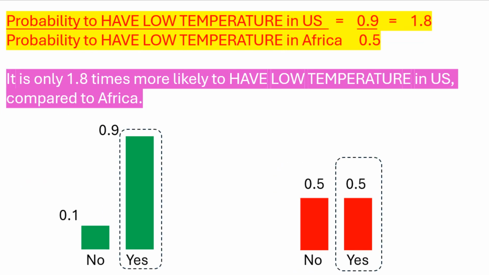Analogously, the ratio of the probability of low temperature in US to the probability of low temperature in Africa is 0.9 by 0.5, which is 1.8. Here too I have encircled the relevant part of the graph, and thus it can be concluded that it is 1.8 times more likely to have low temperature in US compared to Africa.